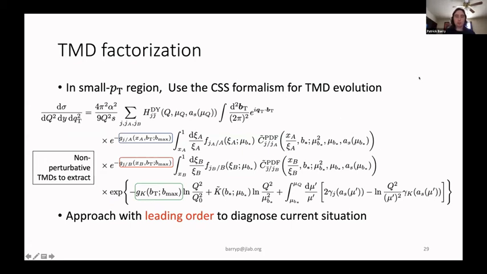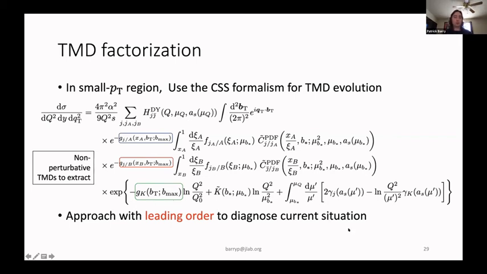Additionally, we can look into the small PT region, and we use CSS formalism for the TMD evolution. So effectively for this triply differential cross-section, this is effectively 2 TMD PDFs multiplied together. So there's a few non-perturbative TMDs that we can extract by looking at the small PT data. And so these are this G sub J, which is associated with this hadron A, and G sub J associated with some hadron B, and those contain some non-perturbative physics. Additionally, there's this G sub K. This is a universal quantity and is hadron independent, flavor independent. It appears in the same way in each TMD PDF, no matter what.